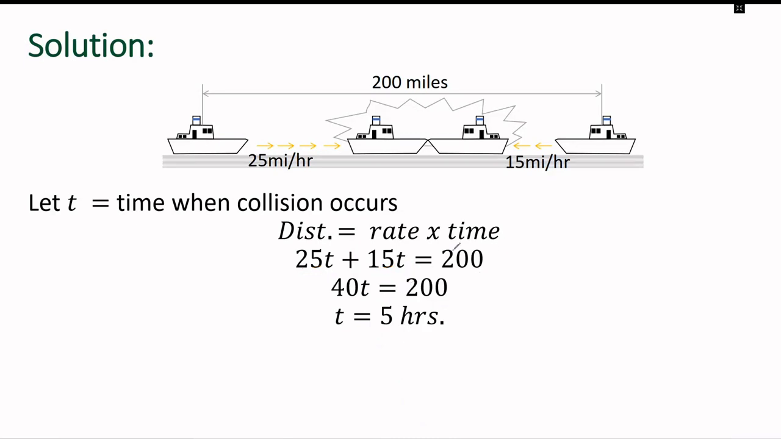The two ships are 200 miles apart, so that is our total distance. We just add the two terms, 15 and 25, so we have 40t equal to 200. Then divide that by 40, so we have t equal to 5 hours. So very simple. I'm sure you can do this on your own.